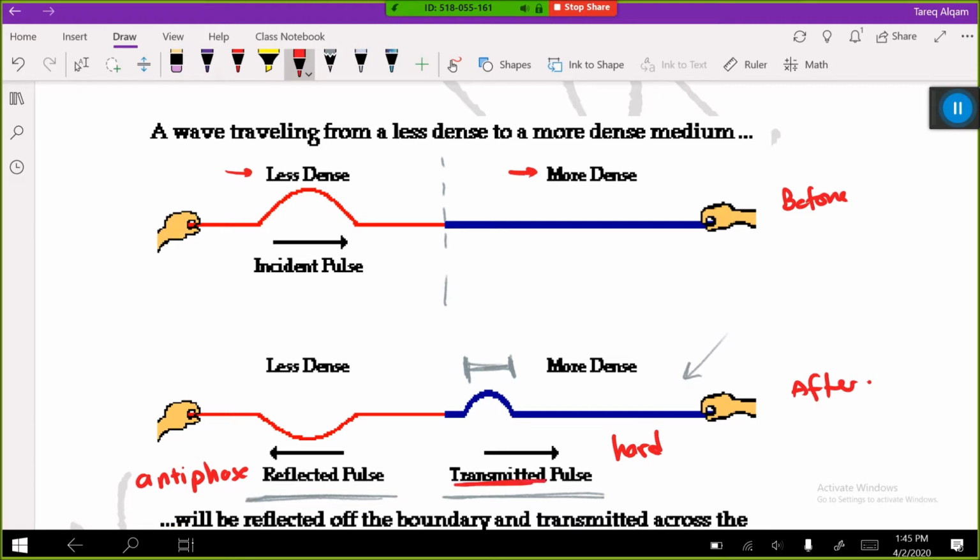Look, guys, at the transmitted pulse. It has less wavelength than the incident, right? It has less wavelength than what? The incident, which means that the wave travels slower in this dense medium. And the height of the pulse, or the amplitude, in the dense medium definitely will be less than the height of the pulse in the less dense medium.